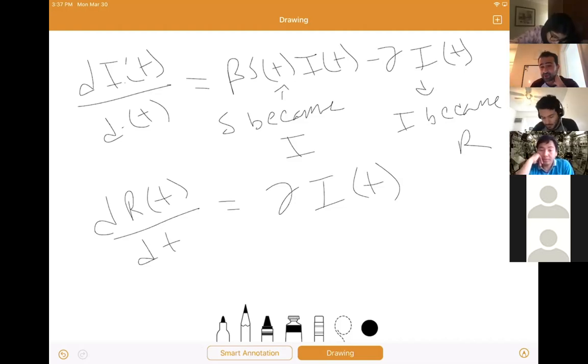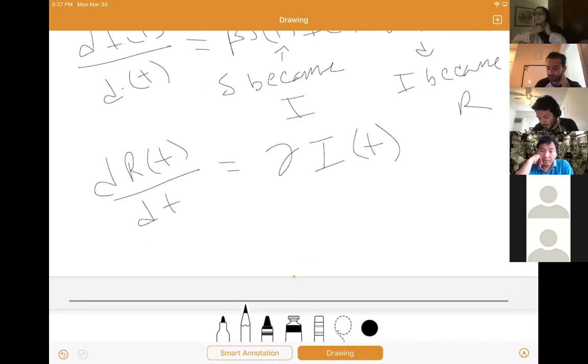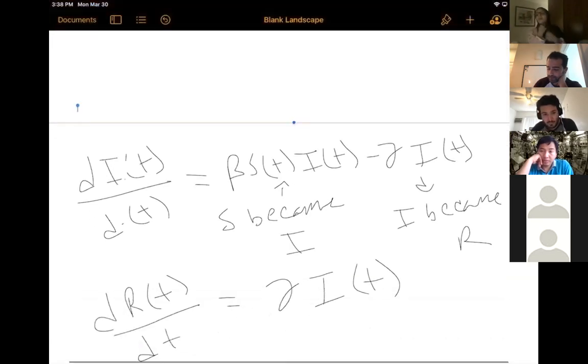Okay, so basically there's really two main parameters that are driving this model, right? And those two main parameters are basically beta and gamma. Beta is telling us how frequently people that were susceptible are becoming infected.